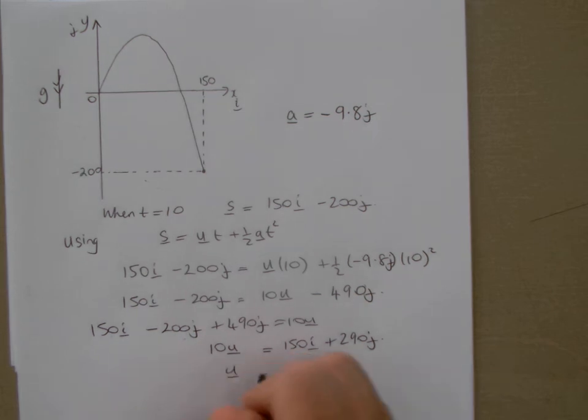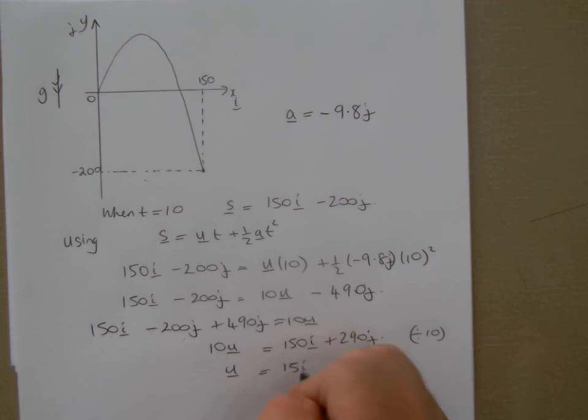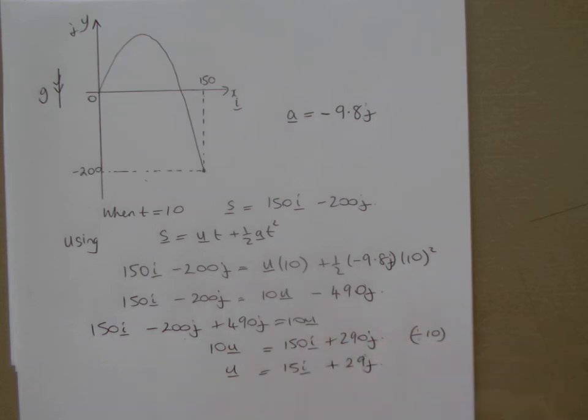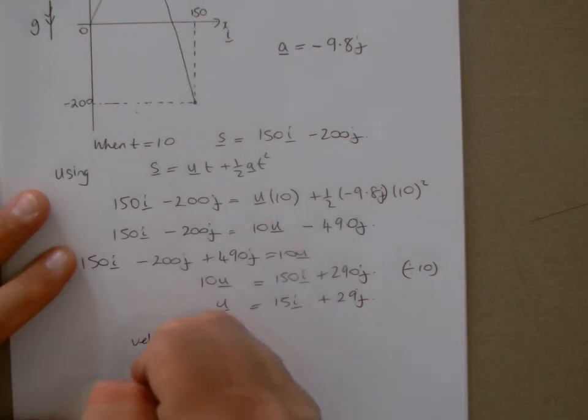To get u then, of course, you just divide by 10. So you get 15i plus 29j. So that is the velocity of projection.